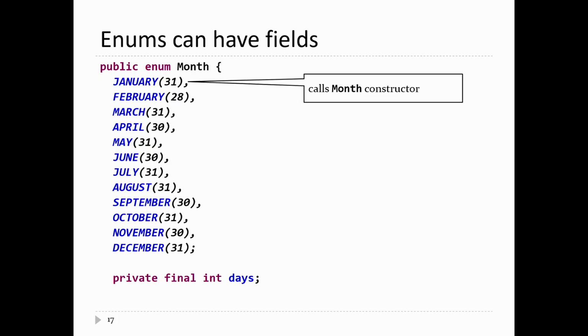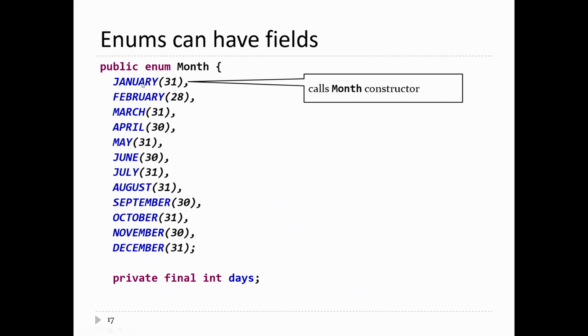So I can modify our Month enumerated type so that I also store the number of days in each month. So I add a field called days. It's private, so no one can access the number of days directly. It's final because the months are supposed to be constants, so their data shouldn't change. It's an int because the number of days is an int.